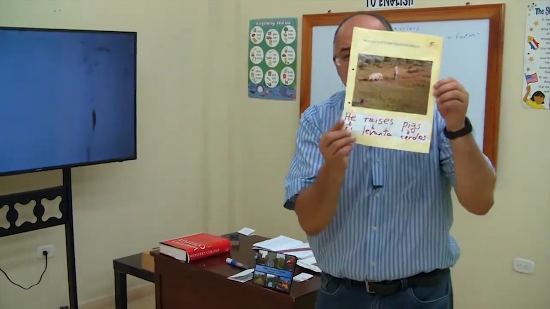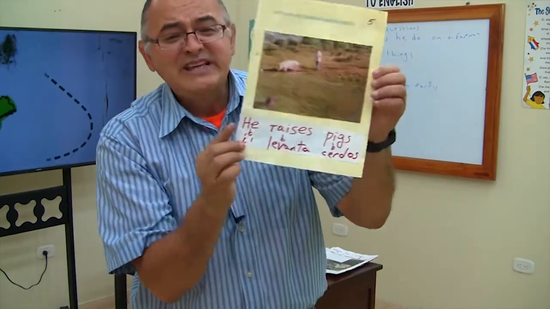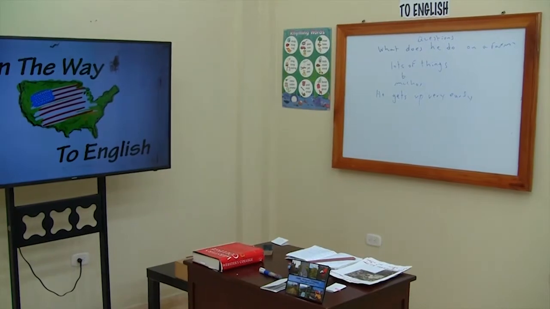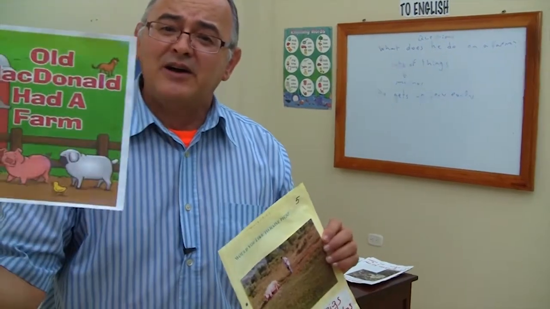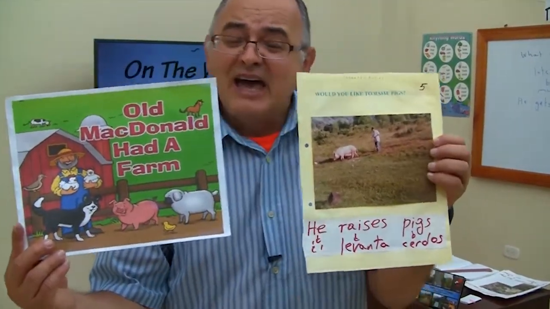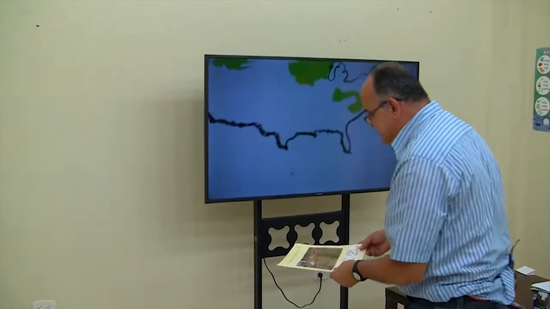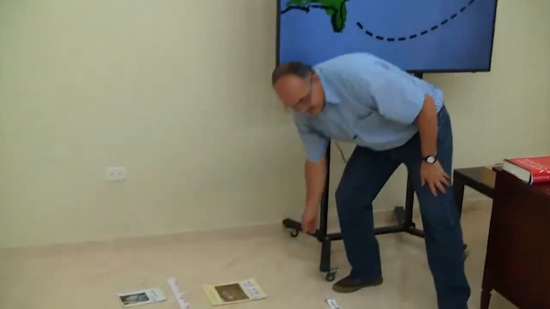He raises pigs. So McDonald also raises pigs. And you see here, poor McDonald. What does he do here? ¿Qué hace aquí? He raises pigs. So let's put poor McDonald here. He raises pigs in this picture, right?